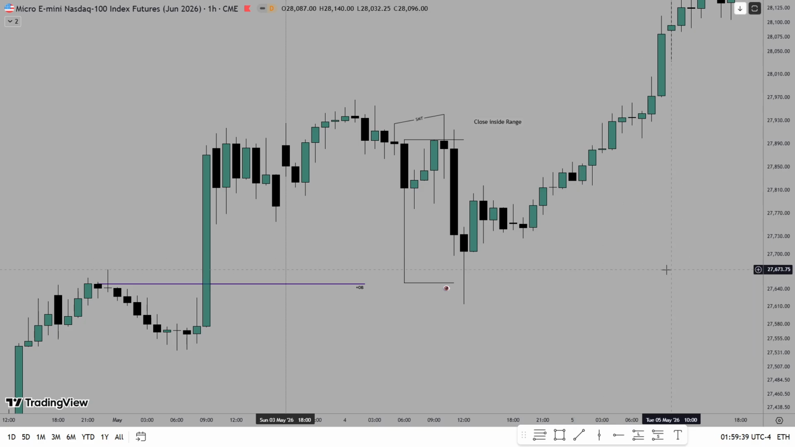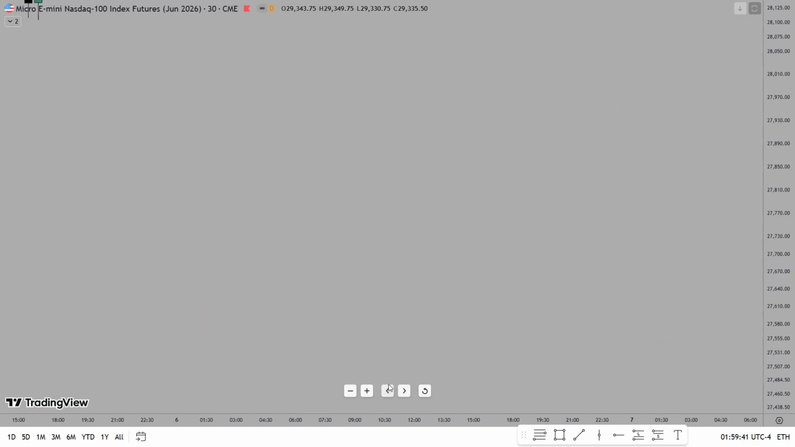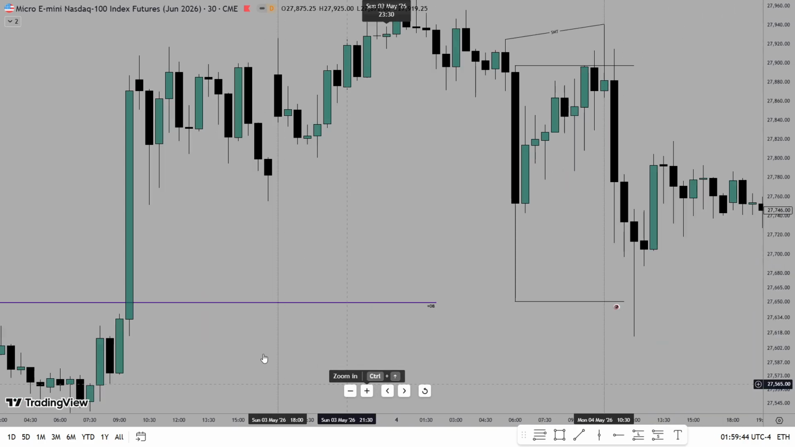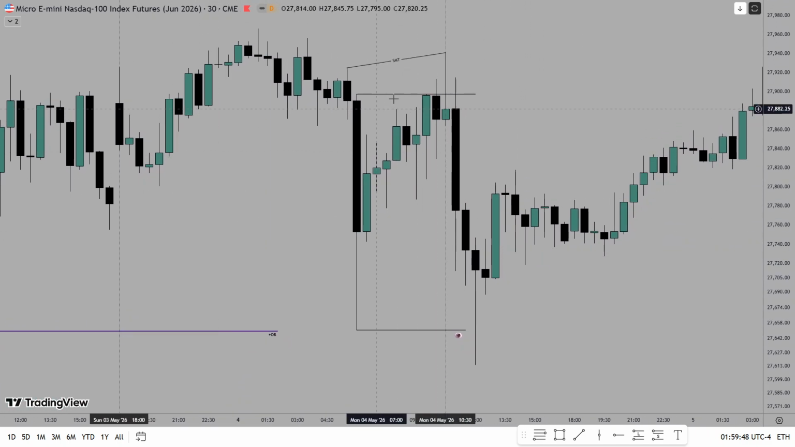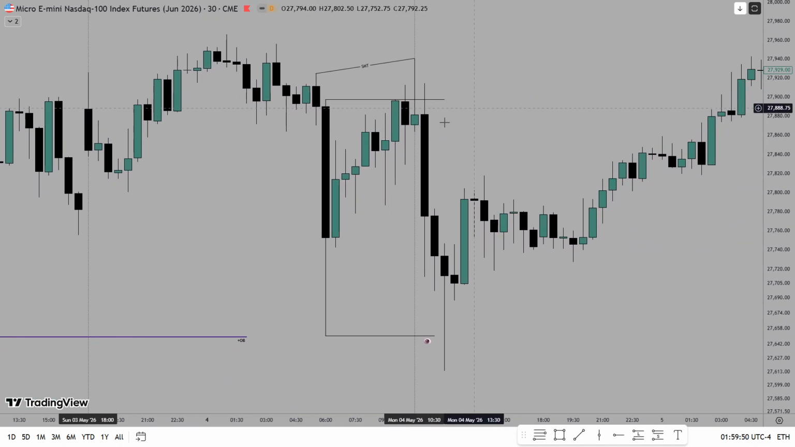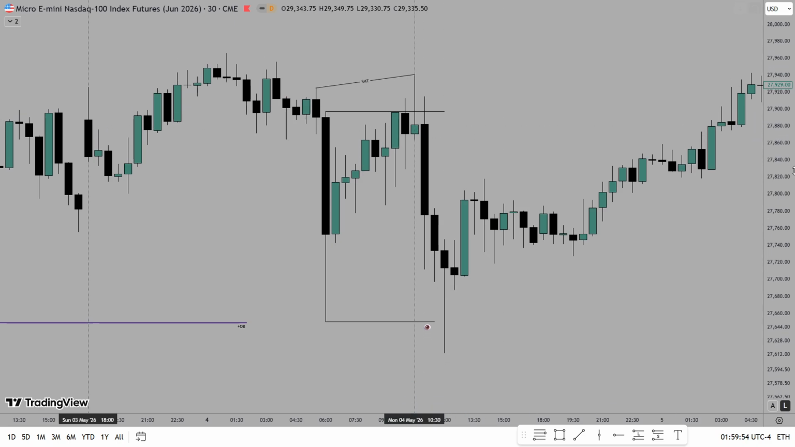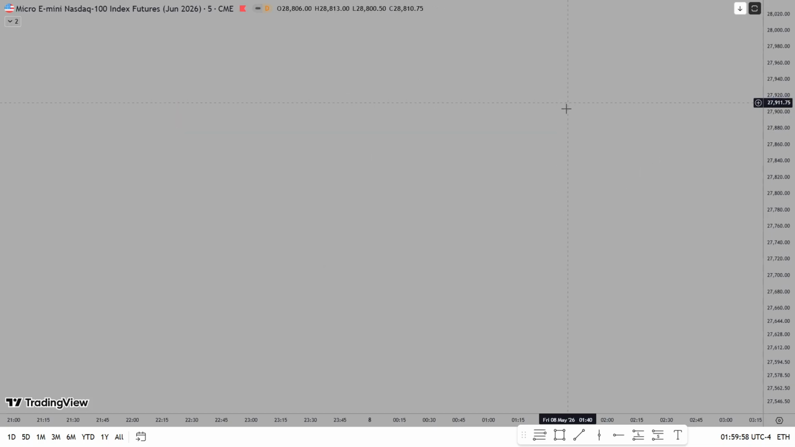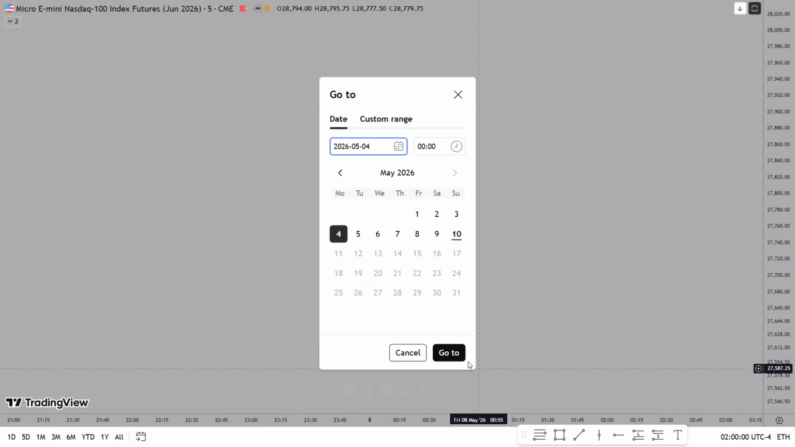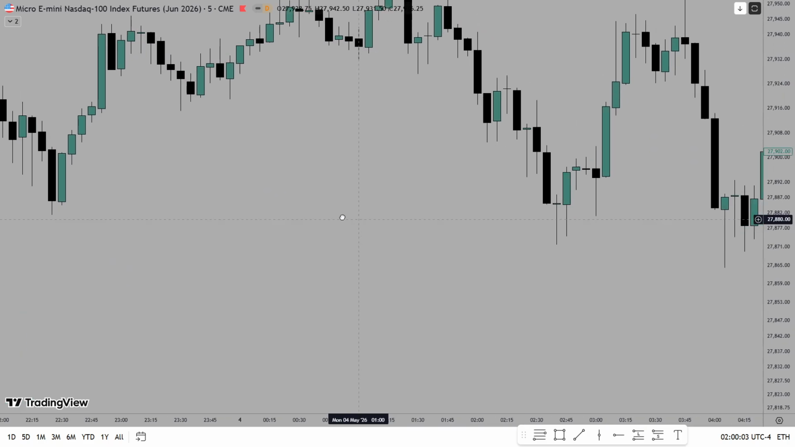Now come to the 30-minute. Here also you can see that price closed inside this range at 10:30, manipulation. Now let's see what the entry points are. How can we take entries in this trade?